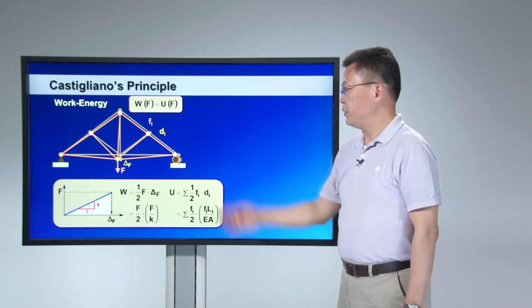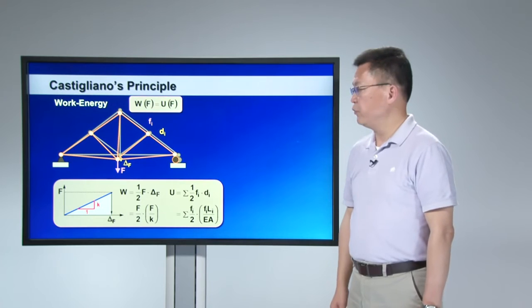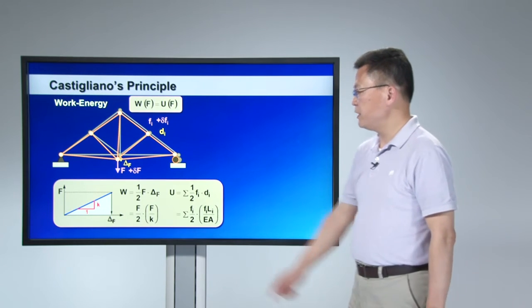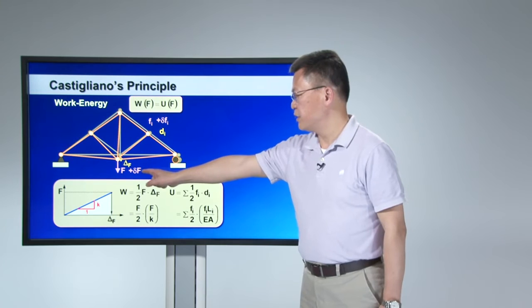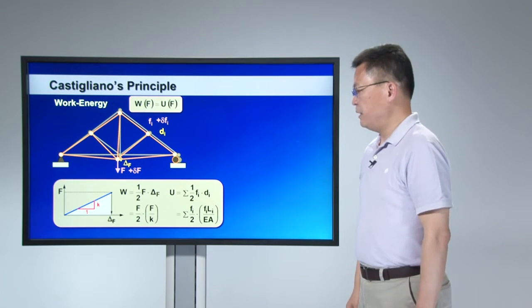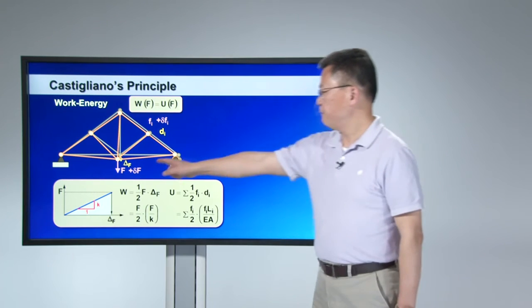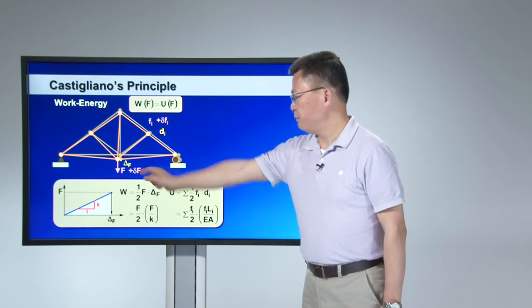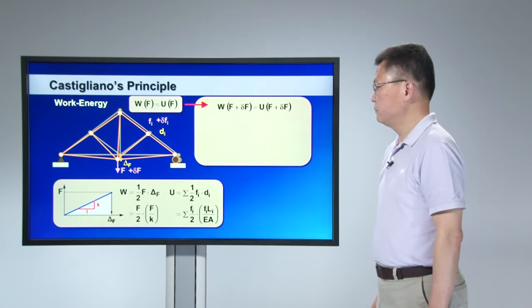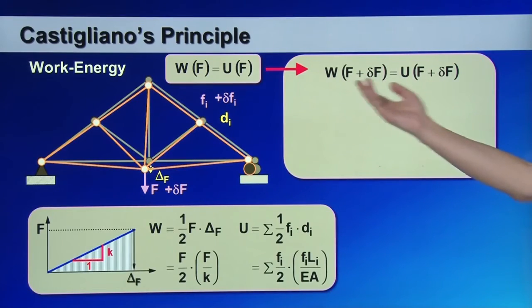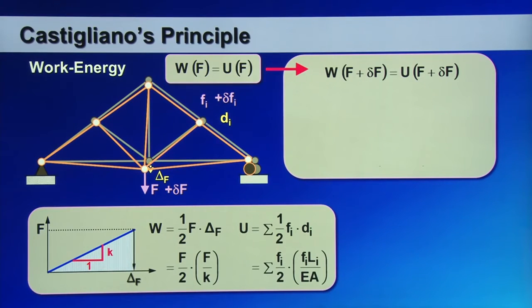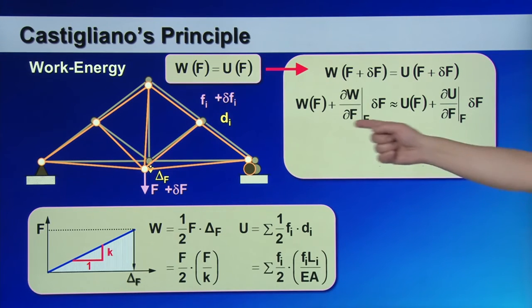Now I disturb the structure away from equilibrium by holding deformation constant but disturbing the force by introducing an additional virtual force into it. So I disturb force F to F plus delta F. So here is the work and energy principle. I can use the Taylor series expansion and retain only up to first order. That gives the second equation.